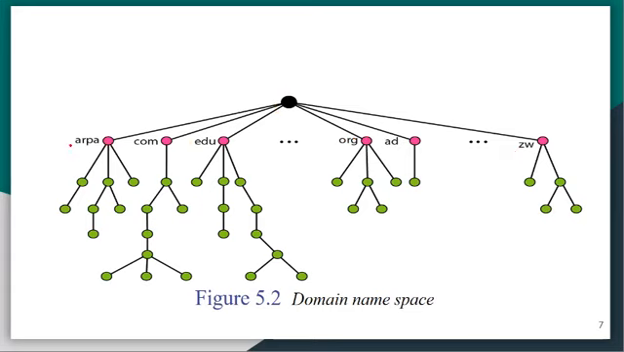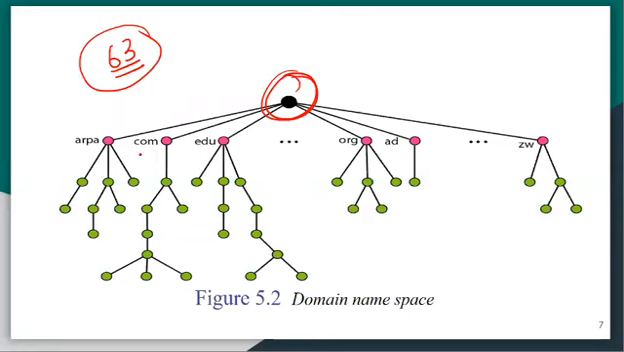Each node in the tree has a label, which is a string with a maximum of 63 characters. So each node will have a label or a name attached to it, with a size of up to 63 characters. The root label is a null string or an empty string. And DNS requires that the children of a node have different labels. So suppose we are considering this COM node, then the children should all have different labels, or the label names of this COM node's branch should be unique, right?